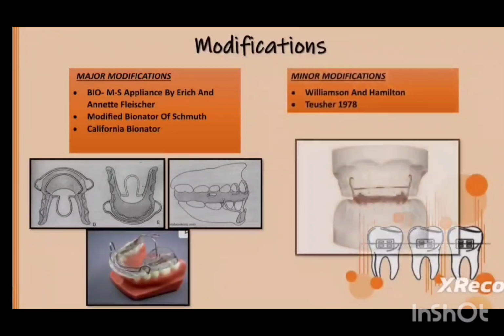Now, when we talk about modifications for bionator, we have minor modifications and major modifications. Minor modifications include Williams and Hamilton and Toth, 1978. The image that you can appreciate is of Williams and Hamilton. Now, major modifications include Bio-Olmes appliance by Erich and Annette Fisher, modification bionator of Schmuth, and California bionators.